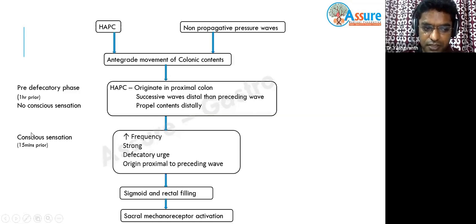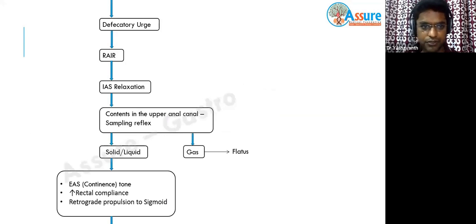Once there is increased frequency and stronger waves, you get a defecatory urge, that's called conscious sensation. It will usually be 15 minutes prior to the act of defecation, and this will result in sigmoid and rectal filling, and it will cause sacral mechanoreceptor activation. So you will have a defecatory urge, which will result in RAIR.